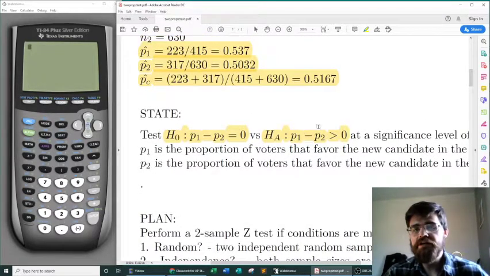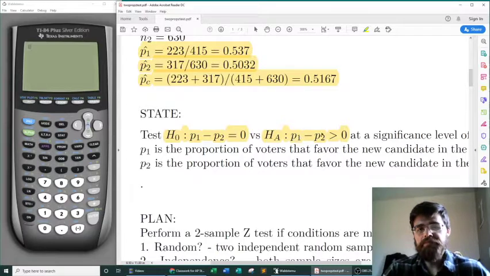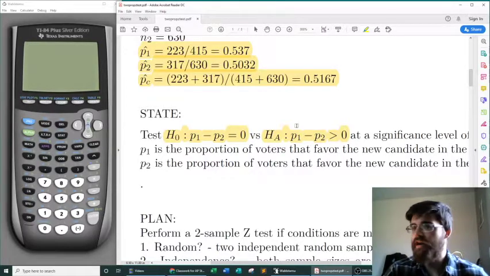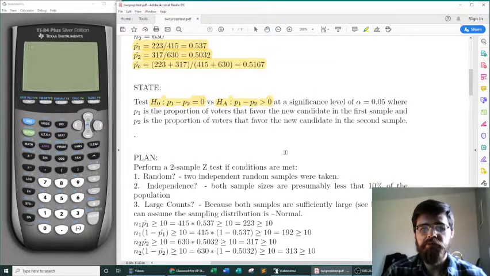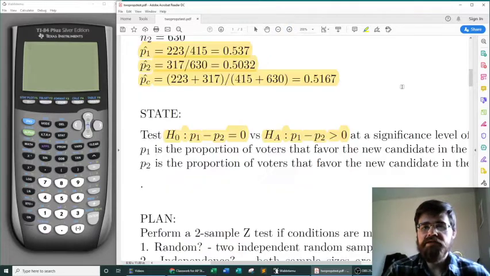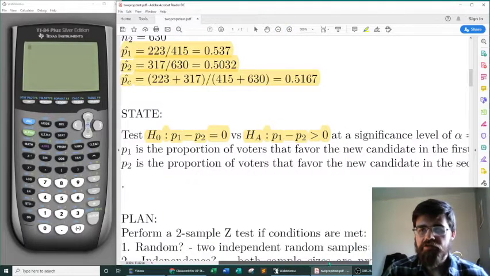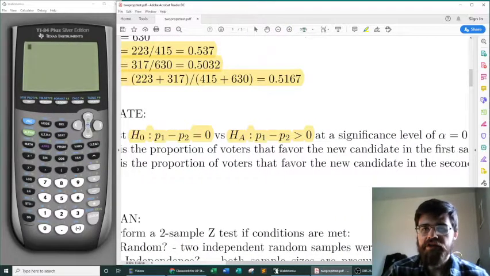The alternative, the assumed explanation, explanation number 2, is that less people like our new candidate, that the true P1 is actually higher than P2. In other words, if we subtract P2 from P1, we'd get a number bigger than 0, meaning P1's bigger. So we're going to be testing this at a significance level of 0.05.